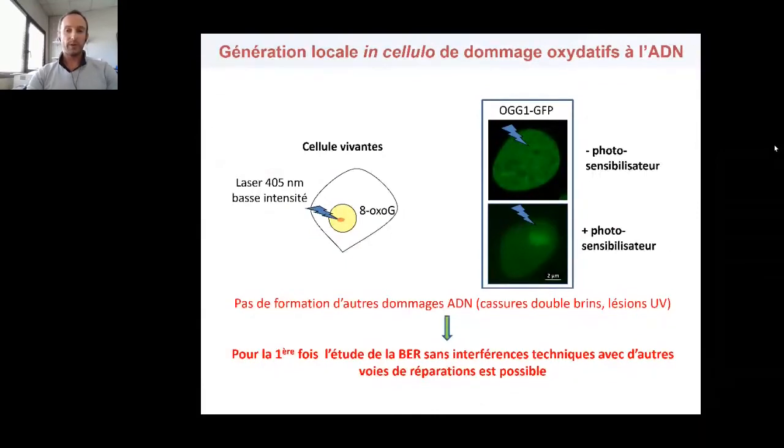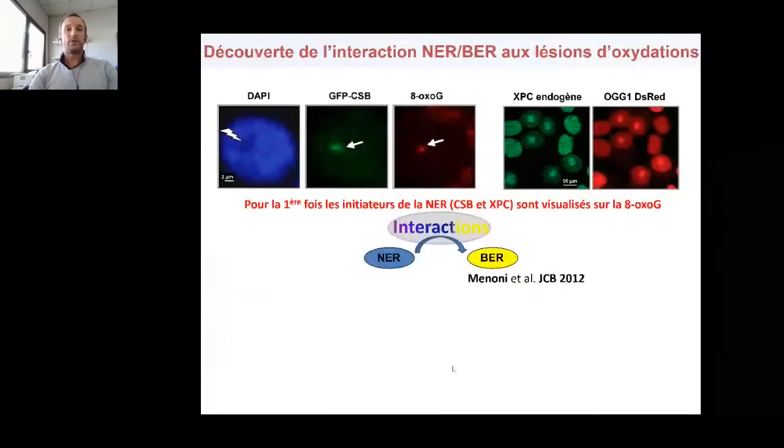I won't go into detail on this method, but it allows us to generate 8-oxoguanine locally. And you can see the recruitment of the glycosylase in this region. We do that without generating double strand breaks or UV lesions, so we can study base excision repair without interference. And this led me to discover a new interaction between NER and BER, as you can see here.